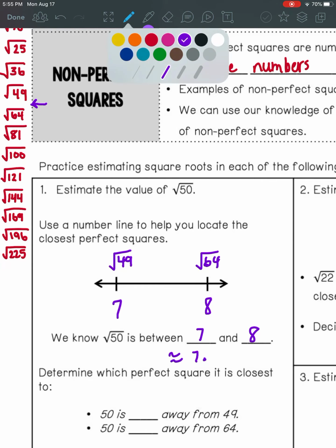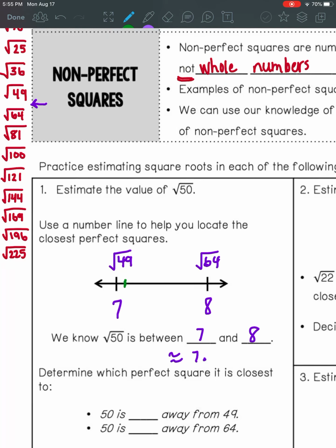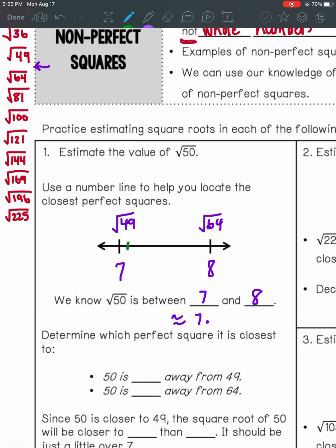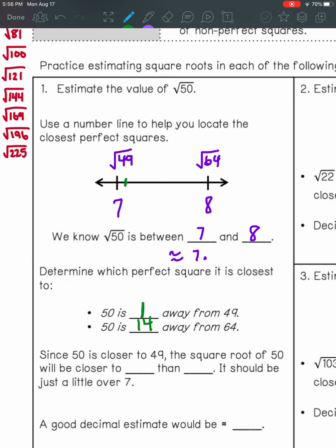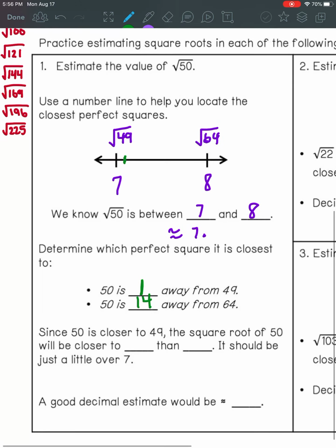Okay? Now, if we were actually to figure out where the square root of 50 would go, it's going to be closer down here, because the 7 represents the square root of 49. So 50 is one number away from 49. However, it is 14 away from 64. Since 50 is closer to 49, the square root of 50 has to be less than 7.5. So it's going to be closer to 7 than 8. Okay, it should be just a little over 7, because it's so close to that 49.